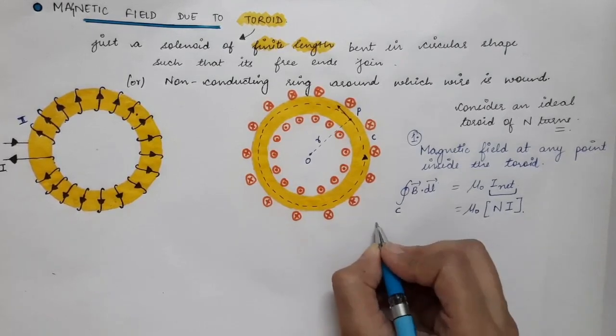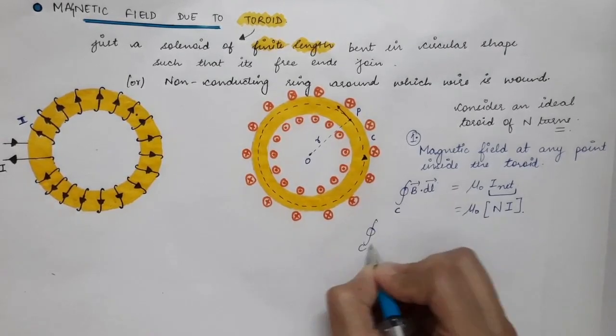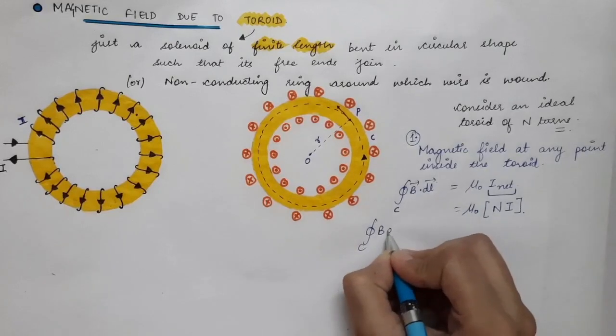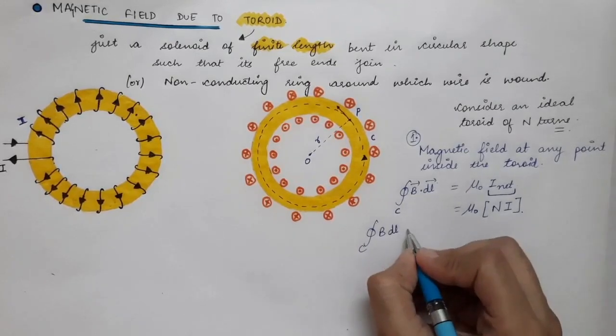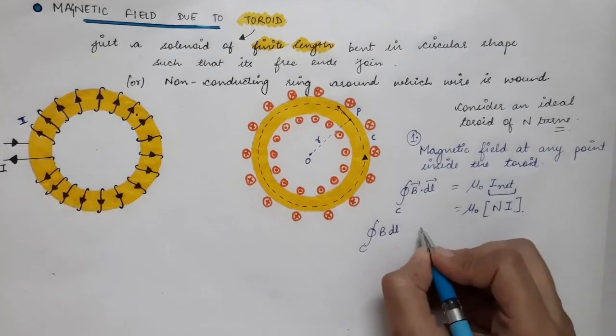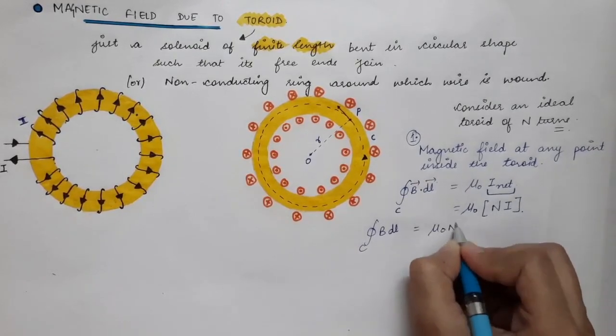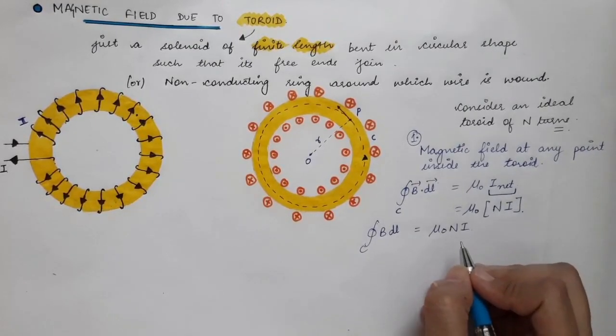So you can solve this one. You will get magnitude of the magnetic field times magnitude of dl vector times cos of 0 degree, and that will be just equal to 1, which is equal to mu naught times n times capital I.